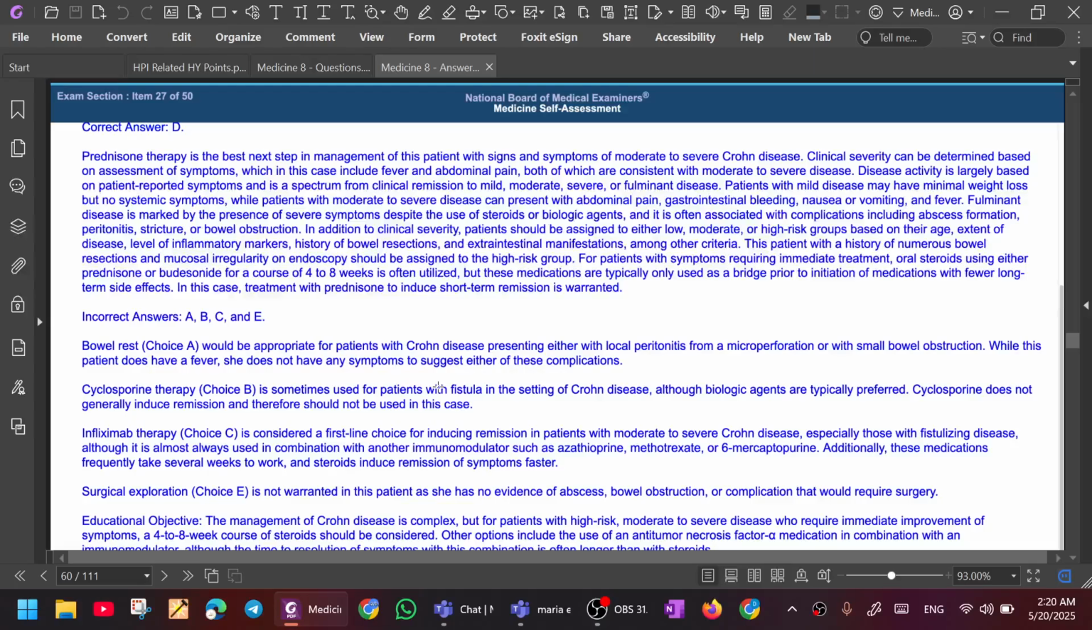It's not D, surgical exploration, is not needed in this patient as she has no evidence of abscess, bowel obstruction, or complication that will require surgery. It's not E, cyclosporine therapy is sometimes used for patients with fistula in the setting of Crohn's. Although biological agents are typically preferred, cyclosporine does not generally induce remission and therefore should not be used in this case.